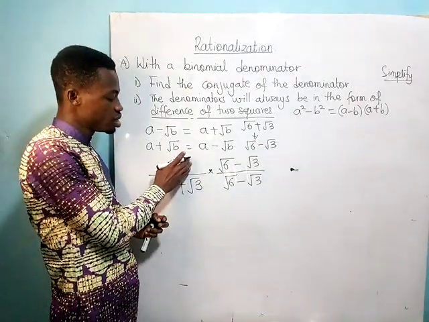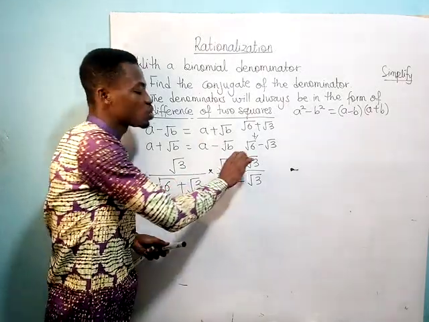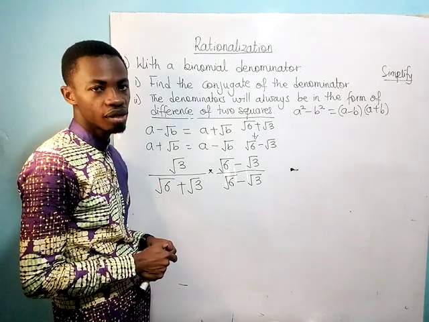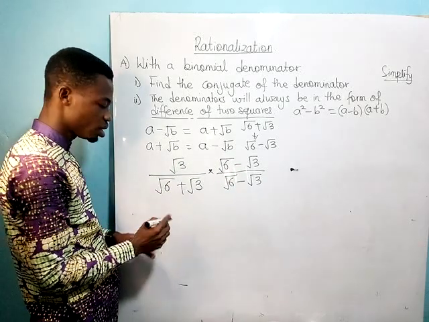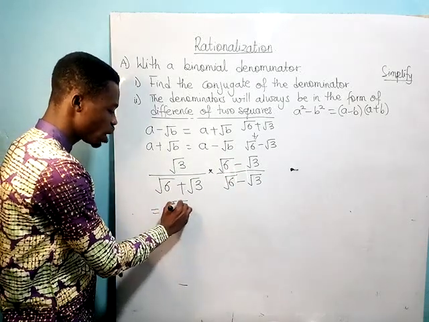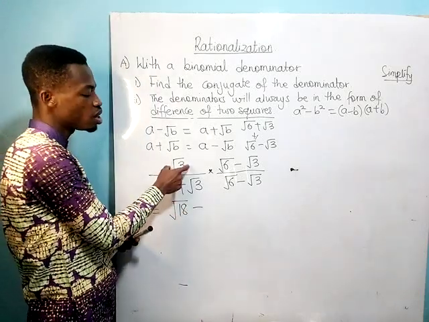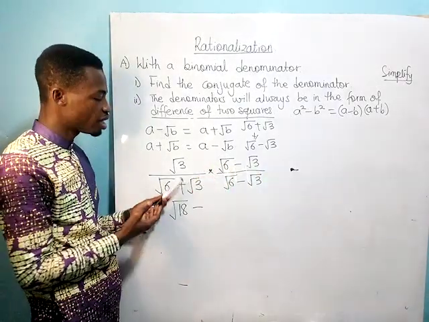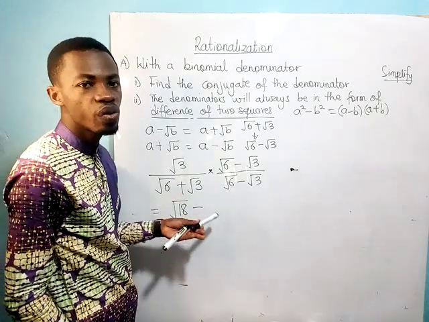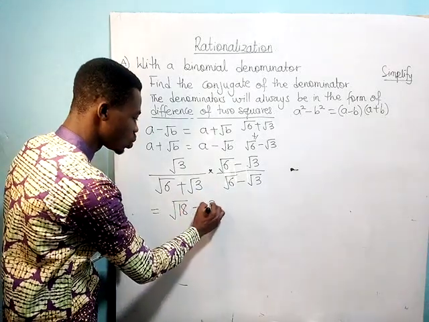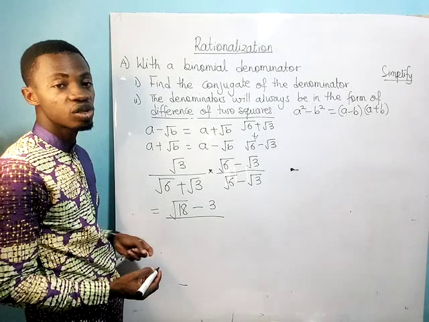Then for the numerator, what we have here is the root of 3. We'll multiply it by the square root of 6 as well as the negative root 3. So now let's see. Our square root of 3 times square root of 6 will give us square root of 18, minus square root of 3 times square root of 3. This will give us the square of square root of 3, and basically, we are going to obtain 3 over there. So minus 3 on here. This is giving rise to the difference of two squares.